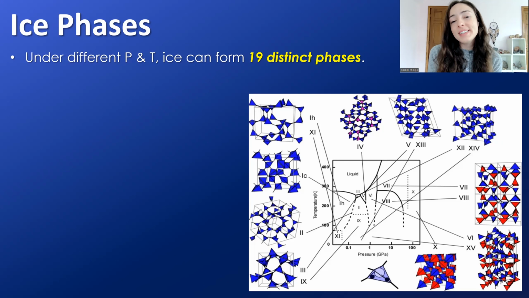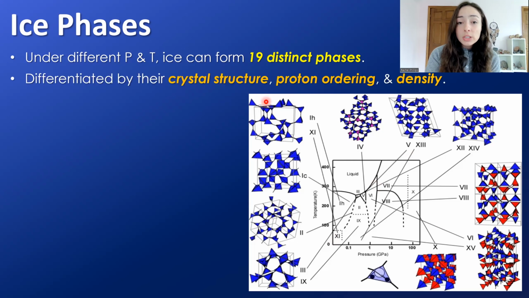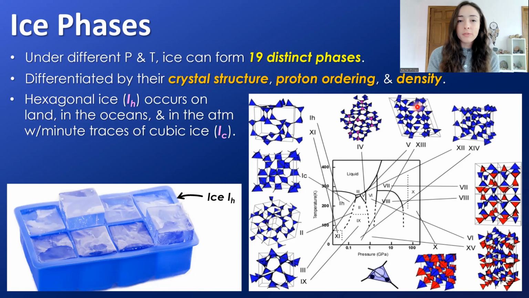And finally, getting to these 19 phases or types of ice that I teased at the beginning of the video. Basically, if we alter the temperature and pressure conditions under which ice forms or water freezes, we can create these different types of ice that are differentiated based on their crystal structure, their proton ordering, and their density. The type of ice we are familiar with on Earth and in our ice cube trays is ice 1H, or hexagonal ice, like we showed at the previous slide with the hexagonal formation of the hydrogen bonds. That's the type of ice that we are familiar with and interact with on a daily basis.